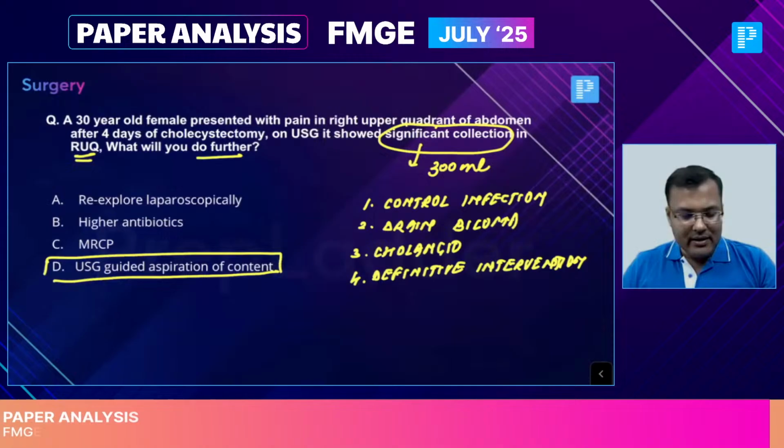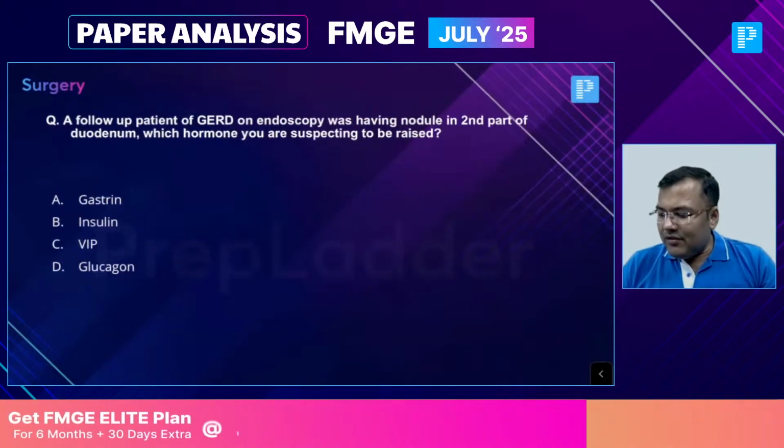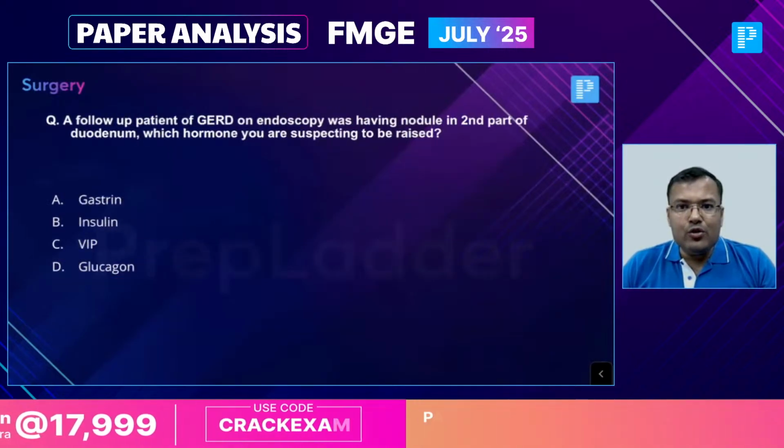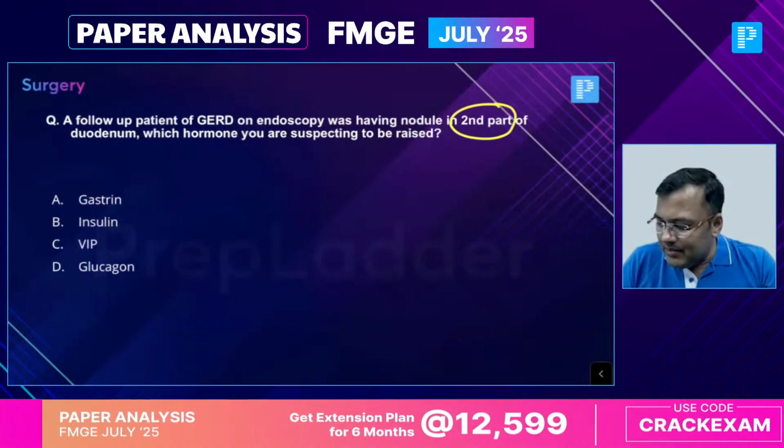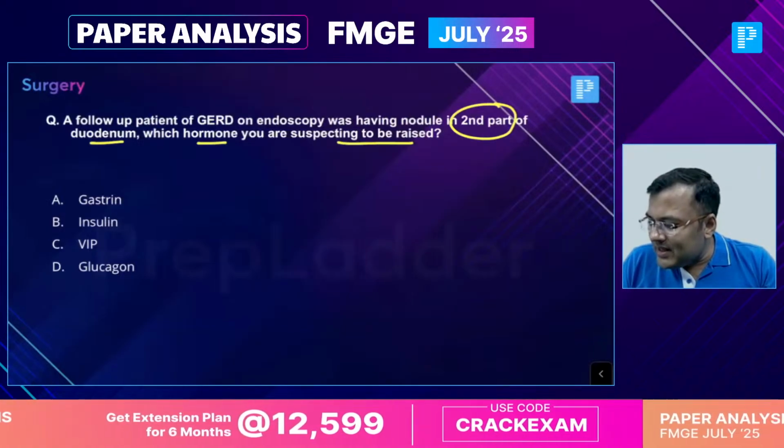Clear? So MRCP is not done immediately. Next. A follow-up patient of GERD on endoscopy was having a nodule in the second part of duodenum. Which hormone do you suspect to be raised?